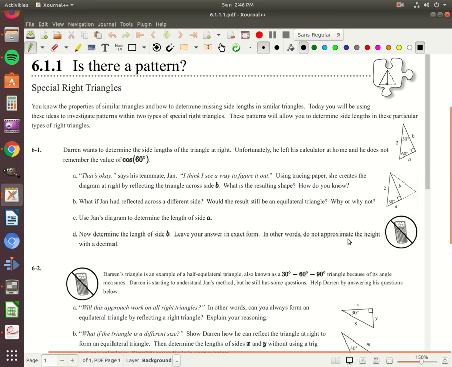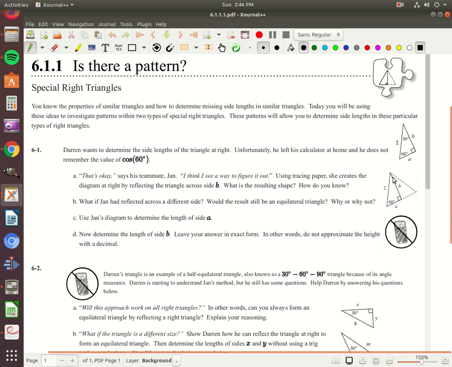So if we look here, it says Darren wants to determine the side lengths of the triangle at right. Unfortunately, he left his calculator at home and does not remember the value of the cosine of 60. That's okay, says his teammate. I think I see a way to figure it out. Using tracing paper, she creates a diagram at right by reflecting the triangle across B.